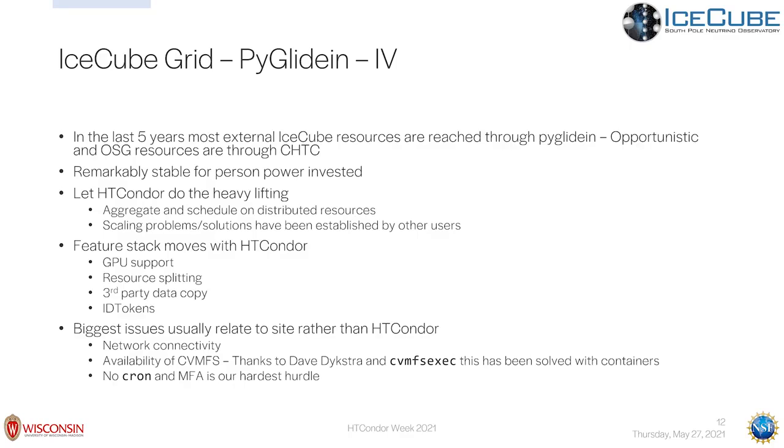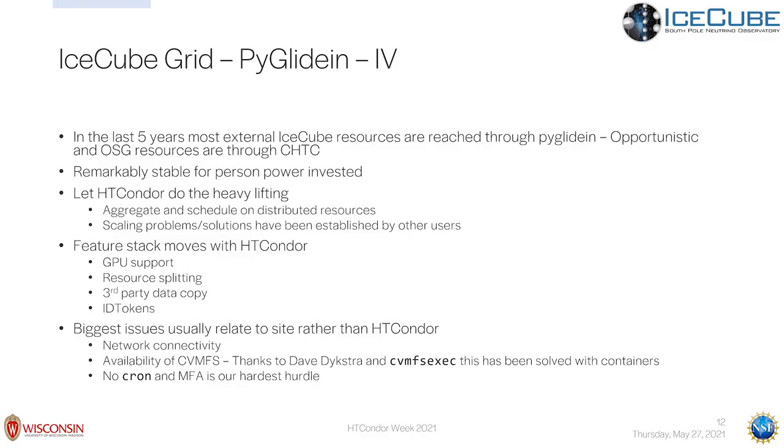And of course, the other big thing is that the feature stack moves with HTCondor. So we got GPU support, and we got resource splitting support, the third-party data copy that's now coming in HTCondor 9, and ID tokens. We don't really have to do much besides update HTCondor to get all these features, and that reduces a lot of our effort there.